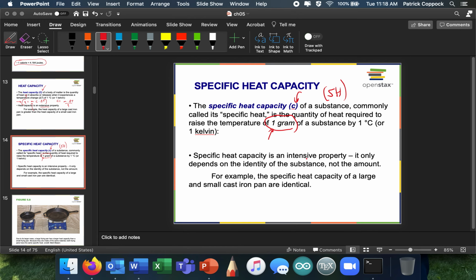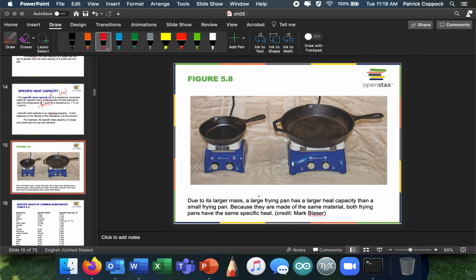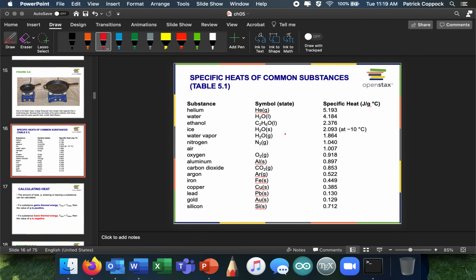All right, so specific heat's an intensive property because it's defined by 1 gram. All right, and so the specific heat of a large cast iron pan and a small cast iron pan are the same. So a couple cast iron pans here. The heat capacity of the bigger one is more, but the specific heat of them are the same. All right, so here's some specific heats of some common substances.